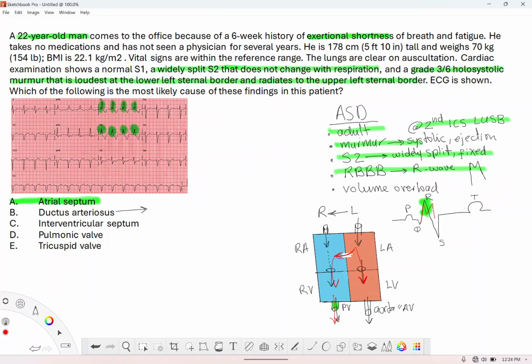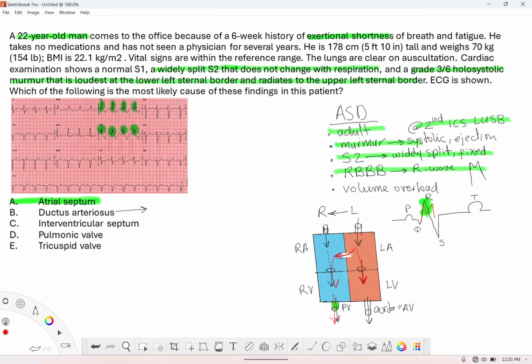But if the two valves don't close exactly at the same time, one closes too early, one closes too late, then there will be splitting of the S2. Now in this question we have ASD has splitting of S2. Why is that? That is because the blood flow through pulmonary valve is increased dramatically, whereas blood flow through aortic valve is decreased dramatically. So less blood flow through aortic valve, much more blood flow through pulmonary valve. So pulmonary valve will stay open longer, aortic valve will close earlier. Therefore, there will be splitting of the S2.